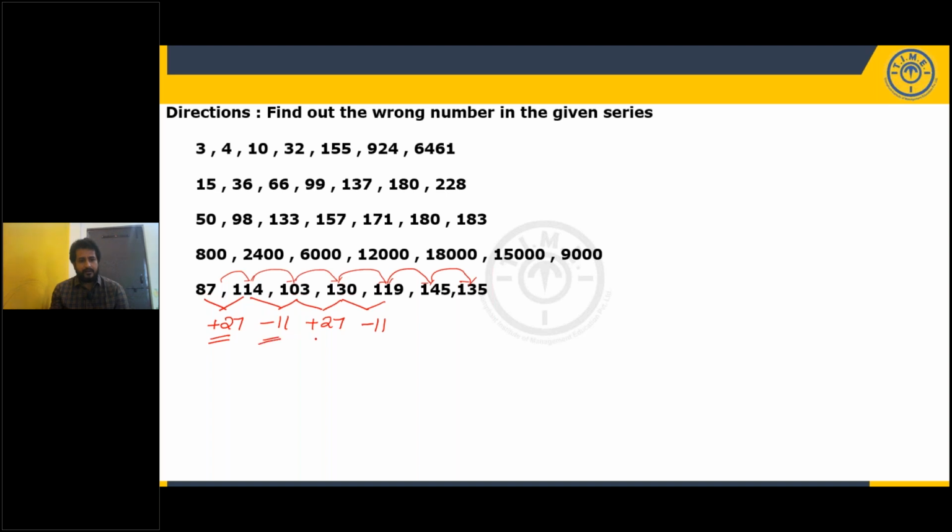Plus 27, minus 11. Plus 27, minus 11. So what will be next? Plus 27. 119 plus 27 is 146. But what is given? 145. Okay. If 146 is the correct number, 146 minus 11 is how much? 135. Perfectly matching. So the wrong number in the series is 145, and the correct number is 146, and the logic given is plus 27 minus 11, applied alternately. So these are the 5 wrong number series. There is one more question, but we don't have that question with us.